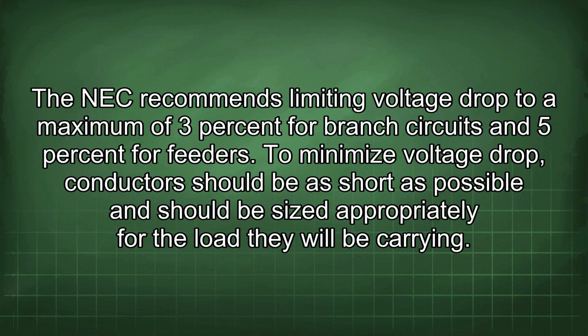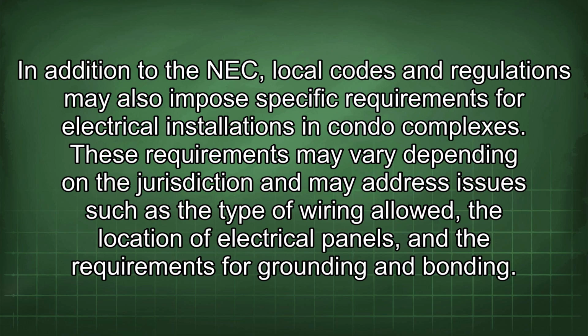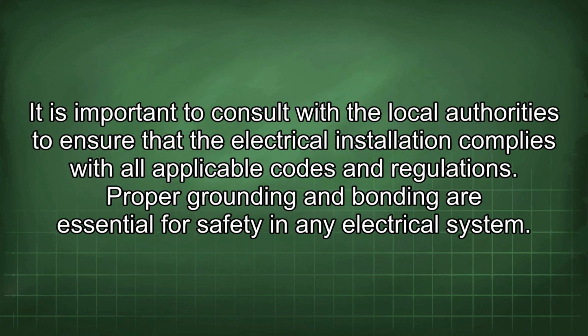In addition to the NEC, local codes and regulations may also impose specific requirements for electrical installations in condo complexes. These requirements may vary depending on the jurisdiction and may address issues such as the type of wiring allowed, the location of electrical panels, and the requirements for grounding and bonding. It is important to consult with the local authorities to ensure that the electrical installation complies with all applicable codes and regulations. Proper grounding and bonding are essential for safety in any electrical system.